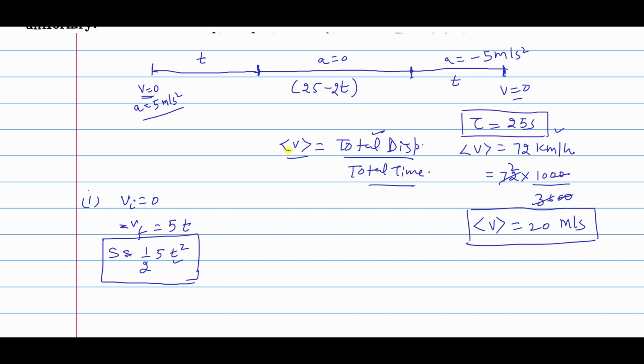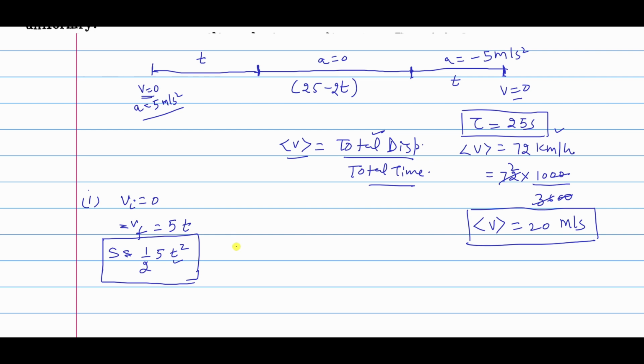Now during this time we know that it is constant velocity, acceleration is 0, so we can directly write it in terms of the velocity we know here. So the velocity here is v final, which is this same velocity.